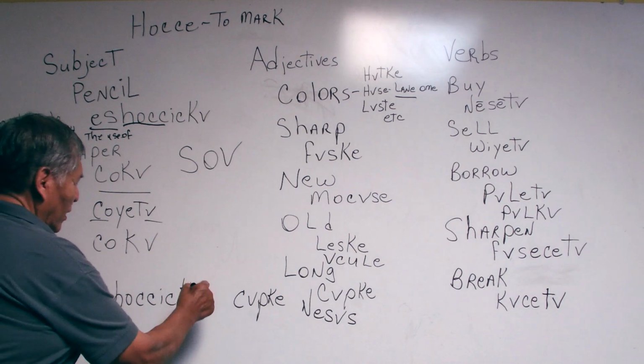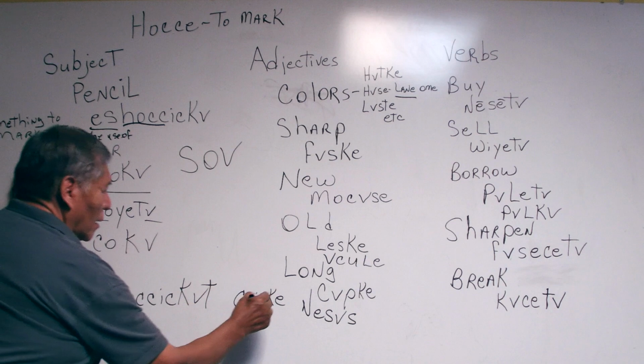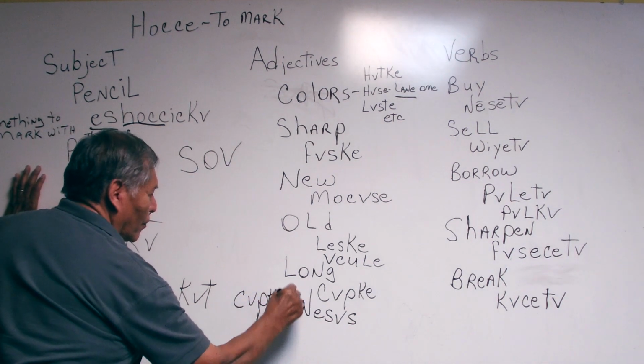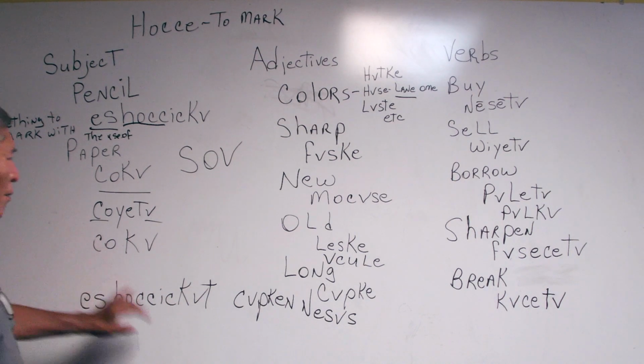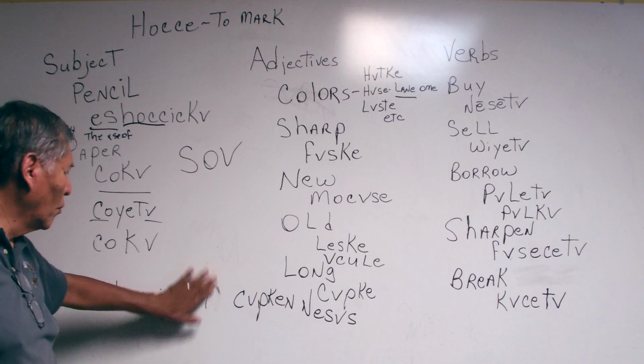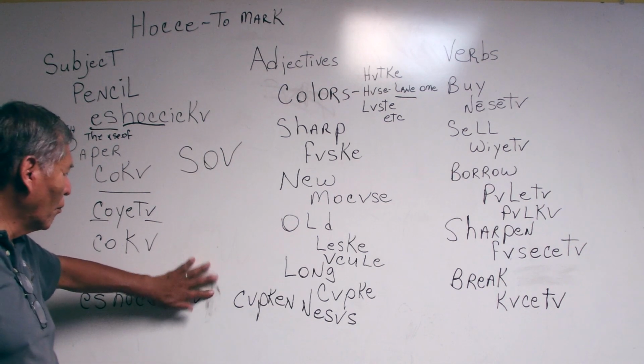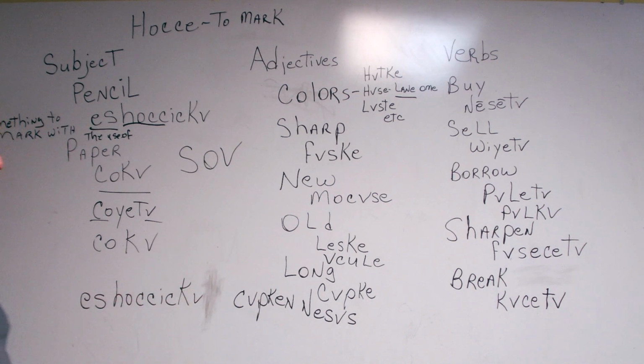Now, you might clarify this for us. I wouldn't put the T on it. Eshoccickv. If you was to say it is long, you would say Eshoccickv chapkiros. But in this case, where you're given a command to go buy a pencil, you would leave the pencil just like it is. Eshoccickv chapkin nisrosh.